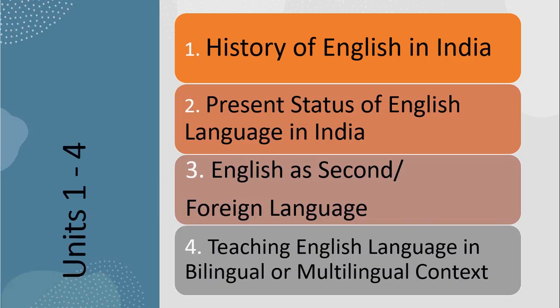In the class yesterday, we took up units 1 to 4. In Unit 1, we talked about the history of English in India. We learned about the 3 important phases of the spread of English in India. We learned how, with the establishment of the East India Company, with the landing of the Christian missionaries on the Indian soil, and with various other acts of the British government, several measures were in place to introduce English into India. We looked at how English spread.